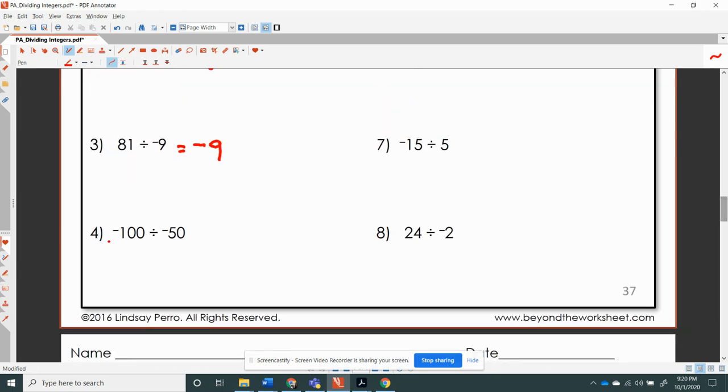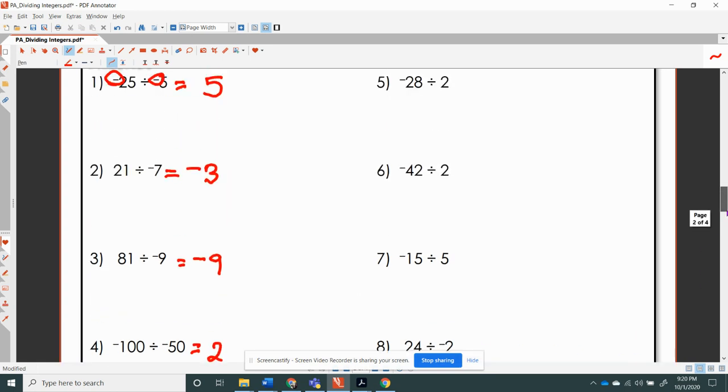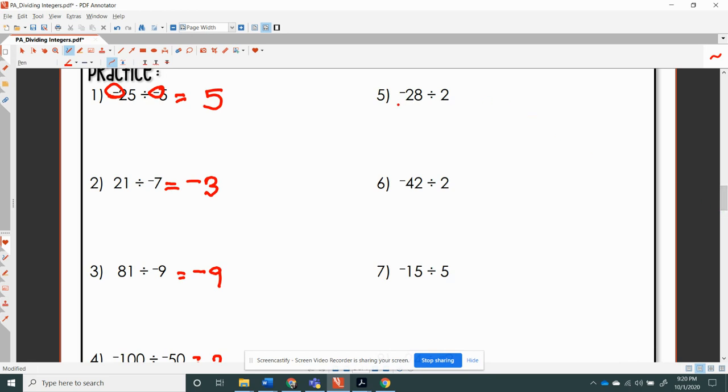We have a negative 100 divided by negative 50. A negative divided by negative is positive. 100 divided by 50 is 2. We have a negative 28 divided by a positive 2. That means the answer is negative, and it will be negative 14.